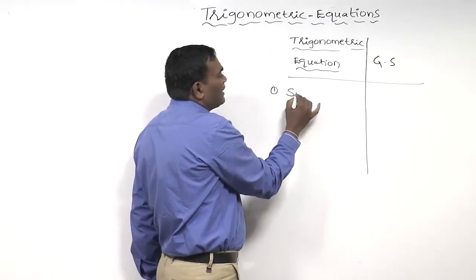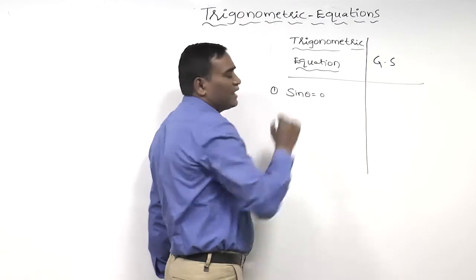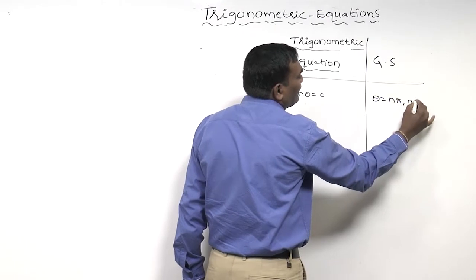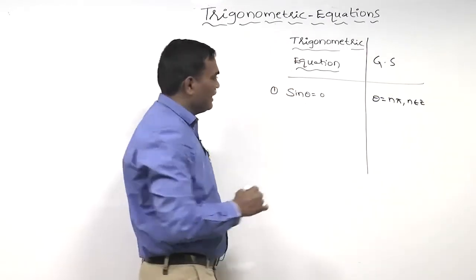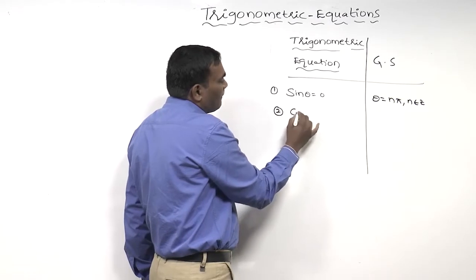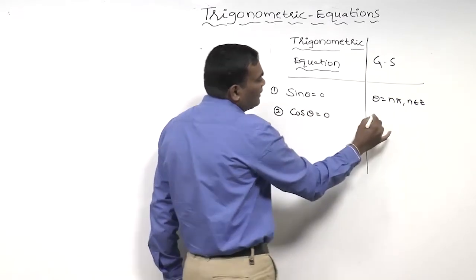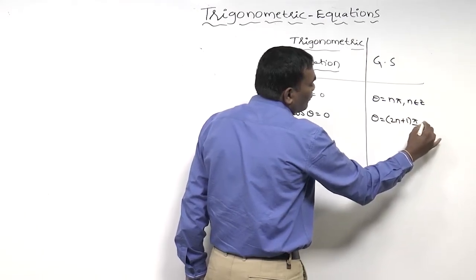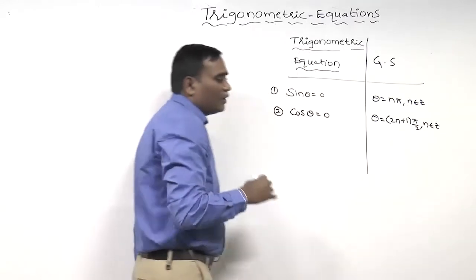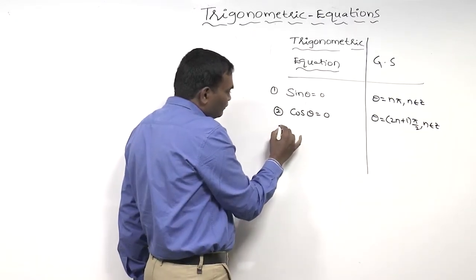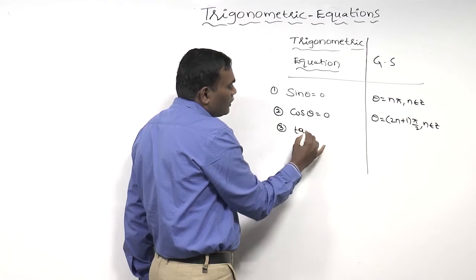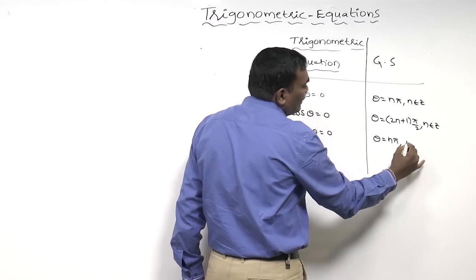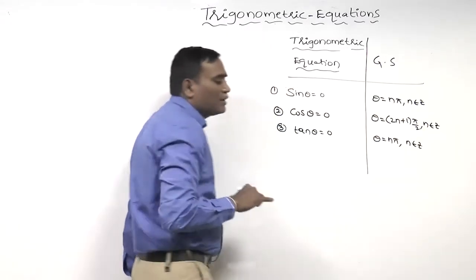So, sin theta is equal to 0. If sin theta is equal to 0, what is the general solution? Theta is equal to n pi, and n belongs to Z. Take cos theta is equal to 0. If cos theta is equal to 0, theta is equal to (2n plus 1) into pi by 2, n belongs to Z. Now you take tan theta is equal to 0. If tan theta is equal to 0, what is the general solution? Theta is equal to n pi. In all formulae, n belongs to Z is common.